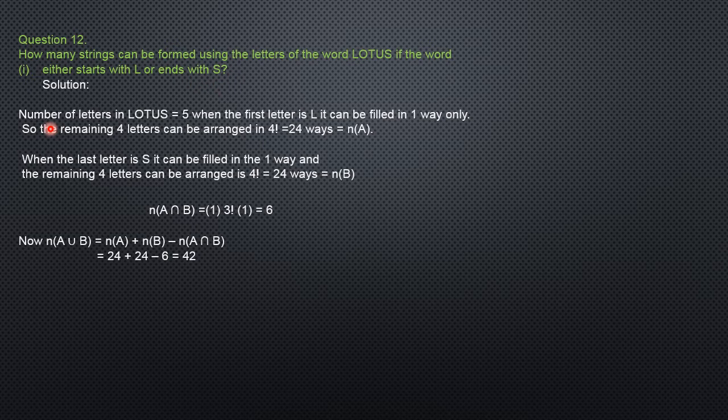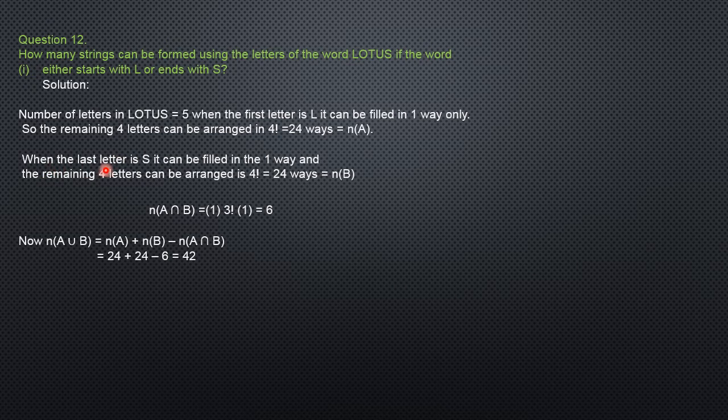Come to the answer. Now the number of letters in the word LOTUS is 5. When the first letter is L, it can be filled in only one way. Therefore, the remaining letters are only 4, and the remaining places can be arranged in 4 factorial ways. Reason: there are 4 different letters and 4 places, therefore the answer is 4 factorial, that is 24 ways. So n(A) is 24. n(A) means the number of words that start with L using the letters of LOTUS.